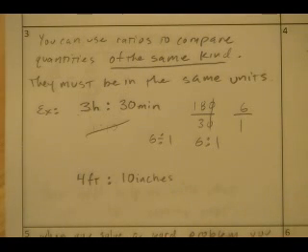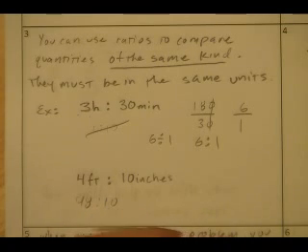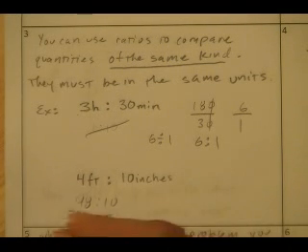What about 4 feet to 10 inches? Well, how many inches are in a foot? 12. So how many are in 4? 48. So I'm going to write this as 48 to 10, which is the same thing as 24 to 5. Isn't that nice? I took half and half. Same thing as reducing a fraction.